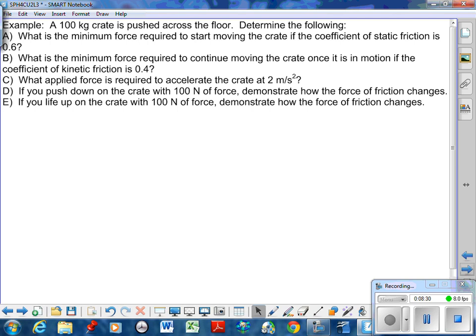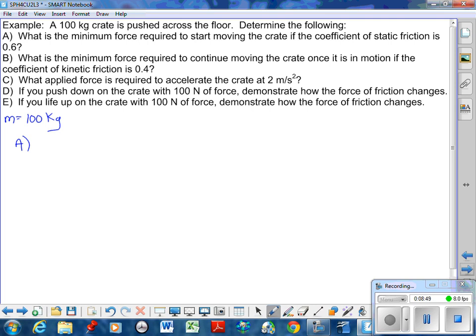So I've got an example to finish off this particular note. We have a 100 kilogram crate. I'm just going to write my information right here: 100 kilograms for my mass. It's pushed across the floor. Part A: What is the minimum force required to start moving the crate? So the crate's not moving.